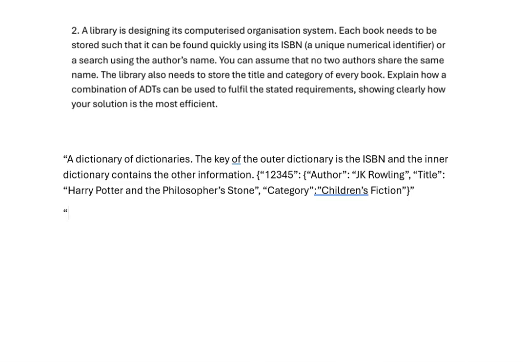And I think the key here is that we need to be able to look up both by ISBN and by author's name.